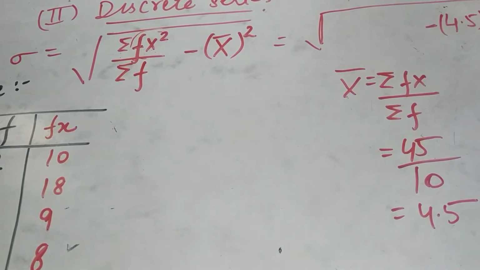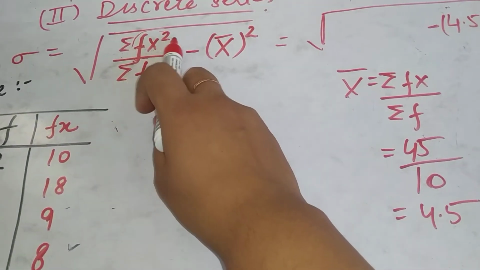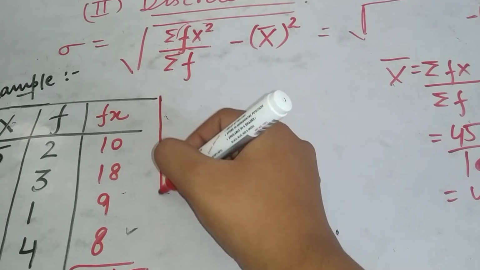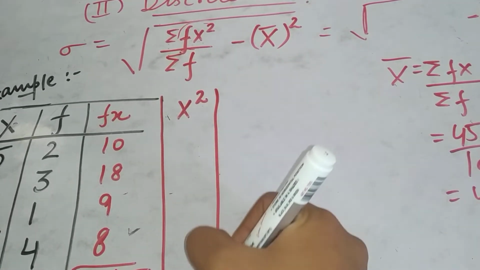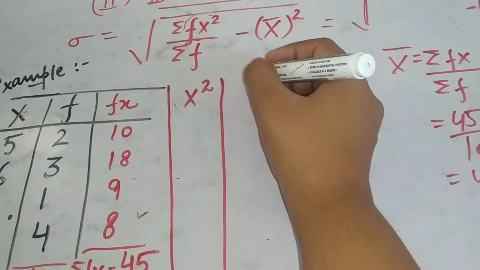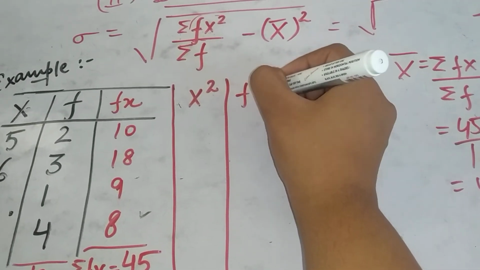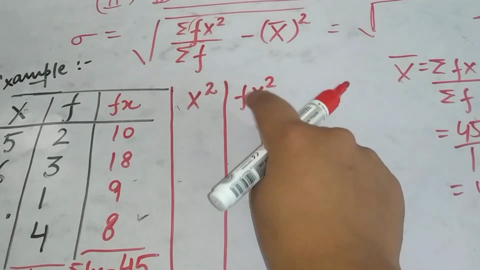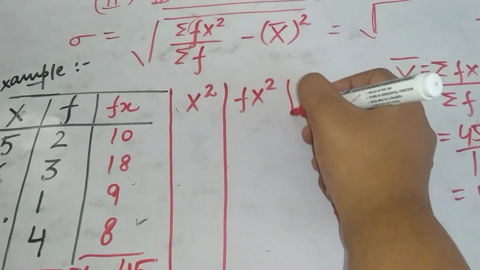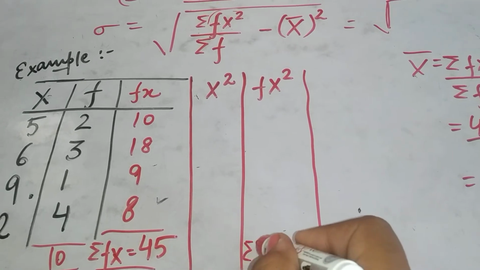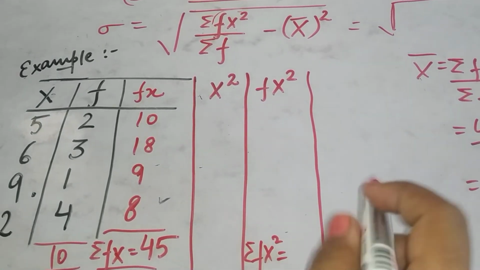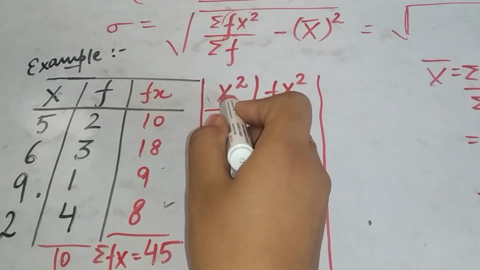4.5 square. Now we require summation fx square. For that, firstly we will calculate x square. Then we'll multiply this value with f. From this we get the value for summation fx square.